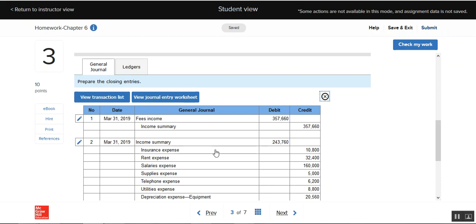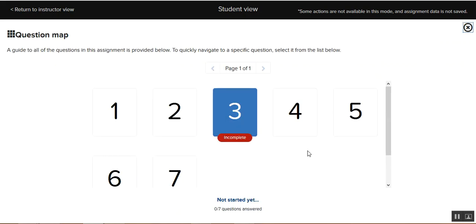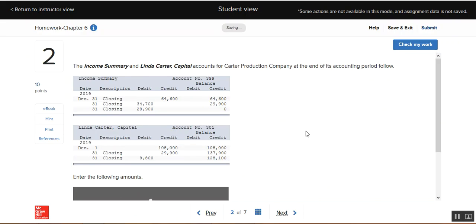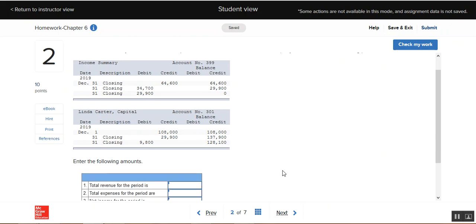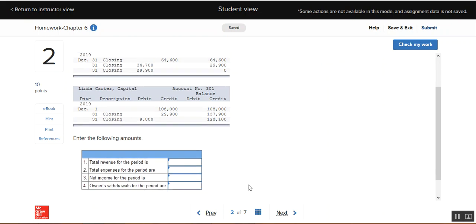All right. So I'm going to actually go backwards to a previous problem because I want us to look at this income summary account. It says the income summary and Linda Carter capital accounts for Carter Production Company at the end of the accounting period follow. So we've got our income summary account, our capital account, and it asks for some amounts. So I just wanted to look at this one because this is going to kind of show you how to read that income summary account.